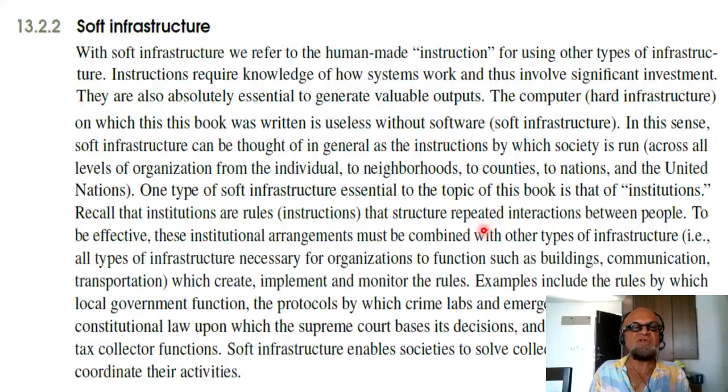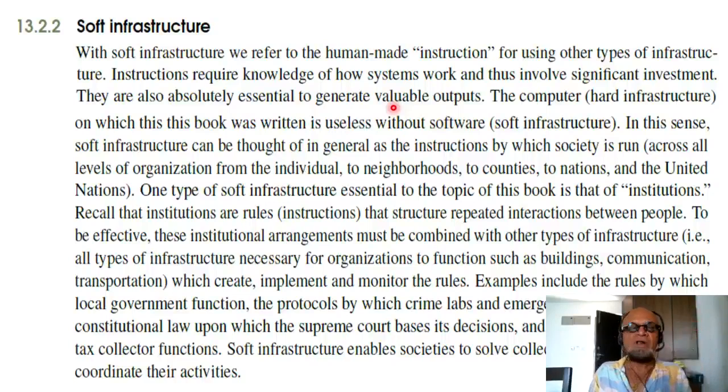So soft infrastructure, on the other hand, we refer to as the human-made instructions for using other types of infrastructure. Instructions require knowledge of how systems work and thus involve significant investment as well. They are also absolutely essential to generate valuable outputs. So every time we talk about a system infrastructure, it has to have an outcome because it has a purpose for which it is built. Even when it is a natural infrastructure, we will see that it serves some purpose.